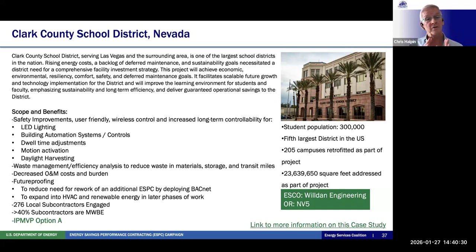And they did one of the best jobs I've seen of adding controls that won't be obsolete in the next few years, which happens in a lot of places, and did a lot of things like daylight harvesting that help make those environments optimal for students in these buildings, reduced waste, all these kinds of great things. We don't have time to get into it now, but this district has done a wonderful job. Wilden was the ESCO, NV5 was the owner's rep, and we're hoping they're going to continue to do more. Next slide.